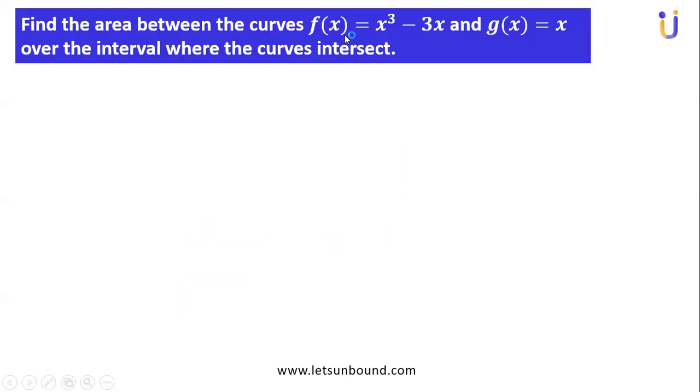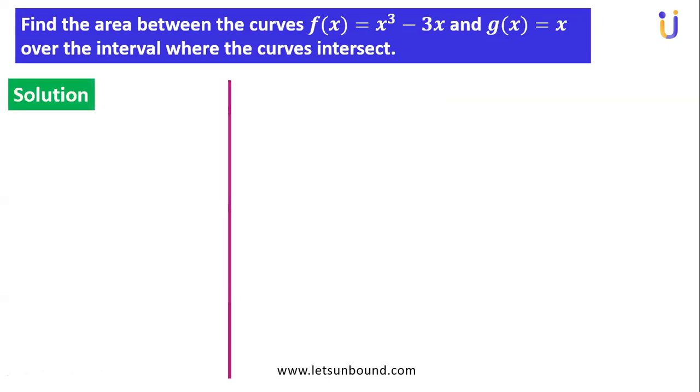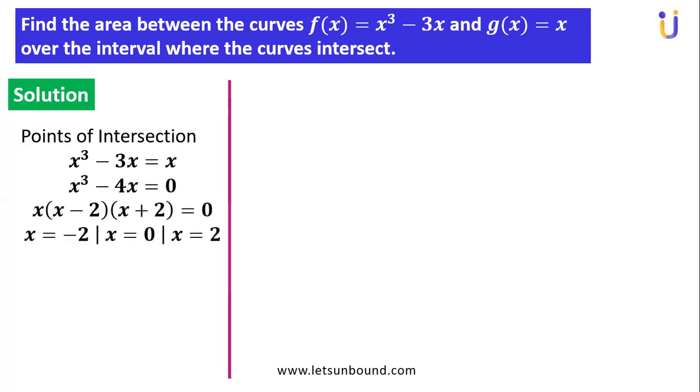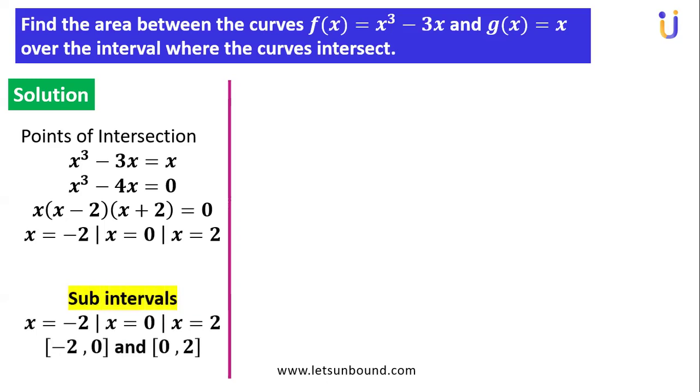Find the area between the curves f of x is x cubed minus 3x and g of x is x over the interval where the curves intersect. So that's what I have given. Points of intersection, equate them and solve for x. I got 3 points. So minus 2, 0 and 2. Let's set up the integral. First, minus 2 to 0.